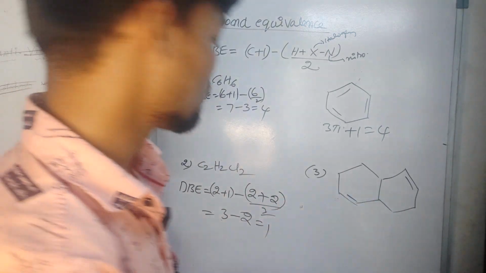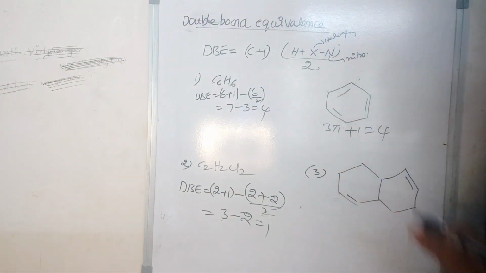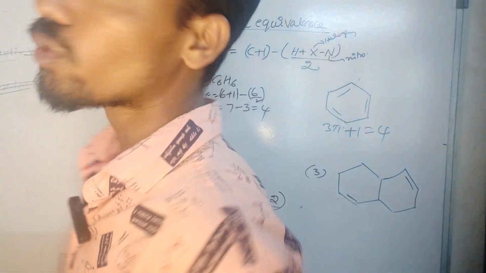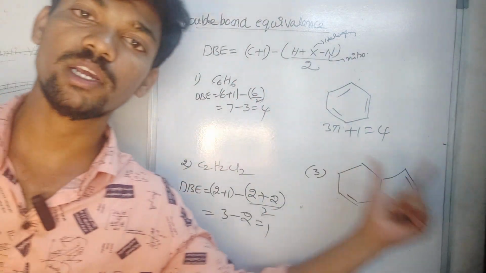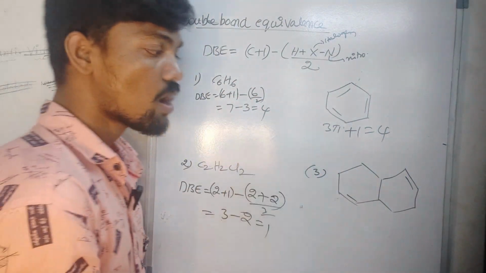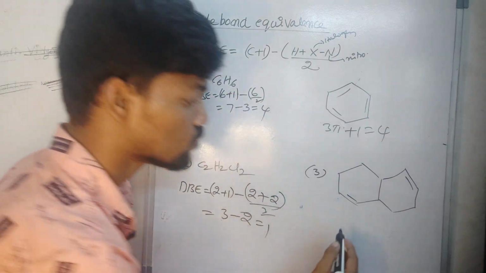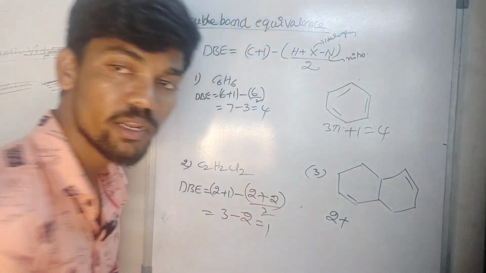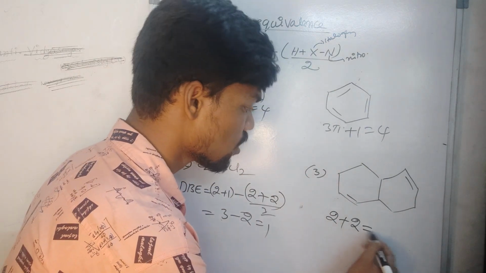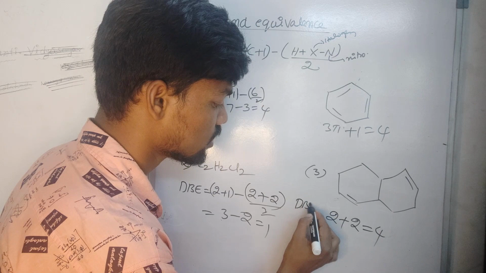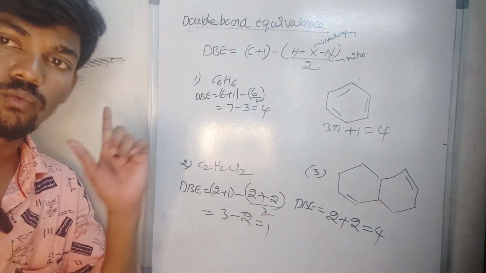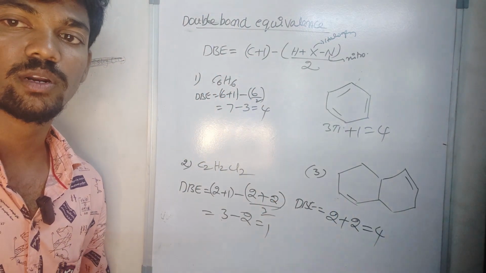Coming to the map pointing, this is not for this one. This is another one, another diagram. So we have to go through this one. How much double bond equivalence will we find? First of all, how many pi bonds are there? 2 pi bonds are there. Okay, how many rings are there? 2 rings are there. Totally 4 is the double bond equivalence for these rings. DBE equals 2 plus 2 equals 4. This is the value. You are getting my point.